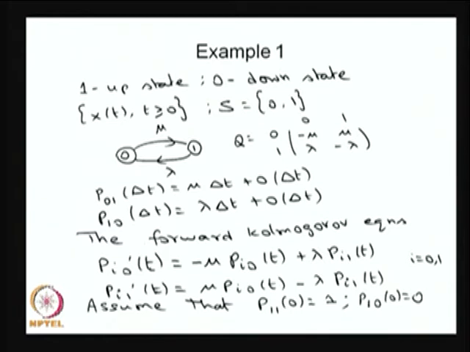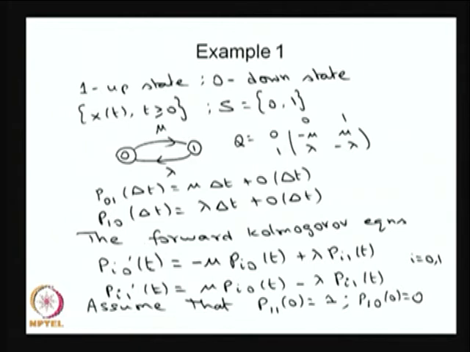This is the state transition diagram for the two state CTMC. The corresponding Q matrix, the infinitesimal generator matrix, is a 2 cross 2 matrix. The rate of the system going from the state 0 to 1 is mu. The rate of going from the state 1 to 0 is lambda, and the diagonal values are minus the sum of the other values, that is the row sum. So 0 to 0 is minus mu and 1 to 1 is minus lambda.